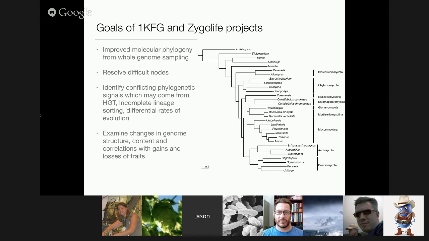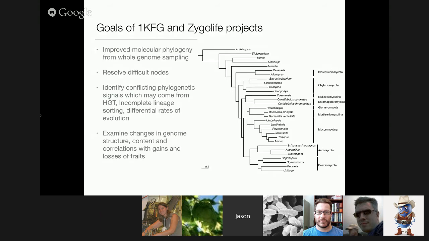We're able to do these kinds of things because we have more sequencing data, so more sampling, but we are identifying cases where there's conflicting signal within the data. Some of these conflicts may be due to horizontal gene transfer, perhaps, or they may be due to incomplete lineage sorting or differential rates of evolution. We're still trying to really sort that out.